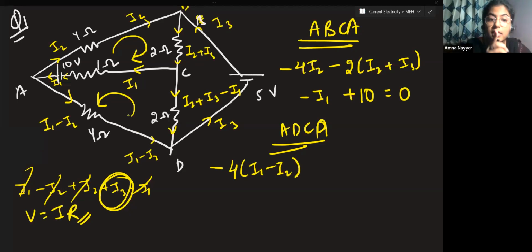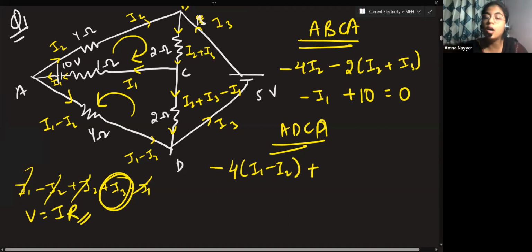So this is what I was meaning. Yes, it will be opposite, motion opposite. Now we'll add a positive sign. Resistance is 2. Current is I2 plus I3 minus I1. See, this branch is also solved.